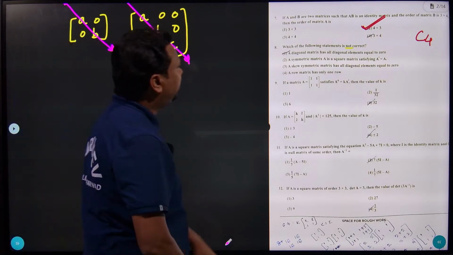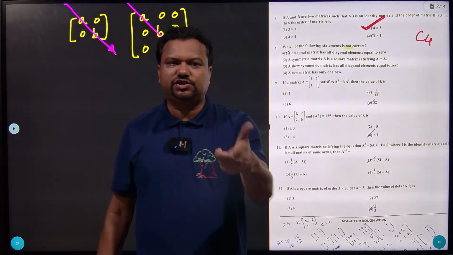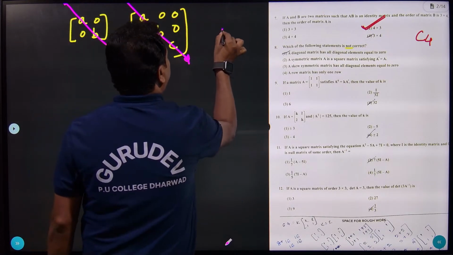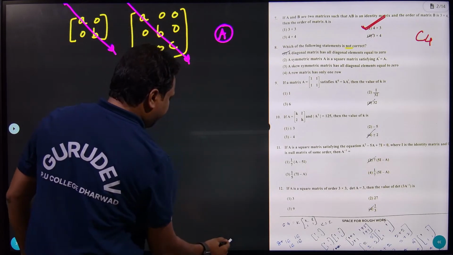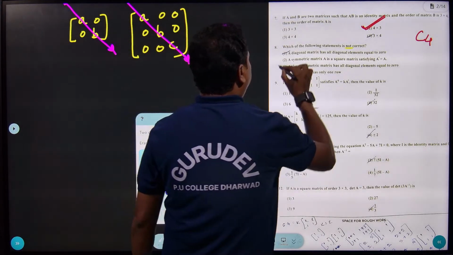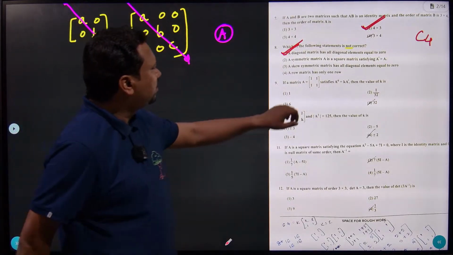But the option says a diagonal matrix has all the diagonal elements equal to 0. That is wrong. Therefore, option A is the right answer. I repeat, option A is the right answer. Let us take care of options 2, 3 and 4 also. Ready?